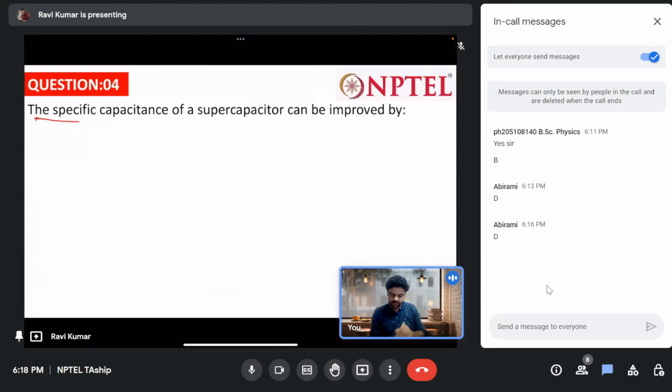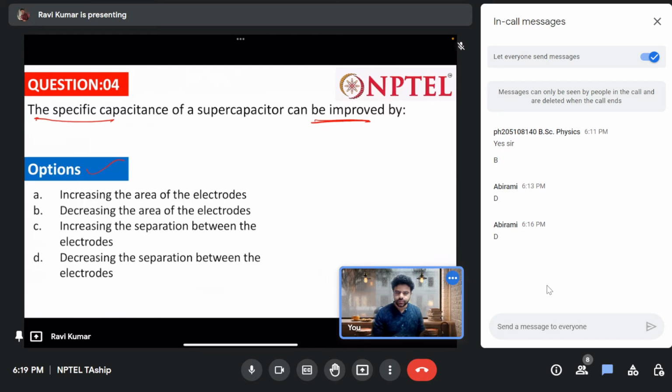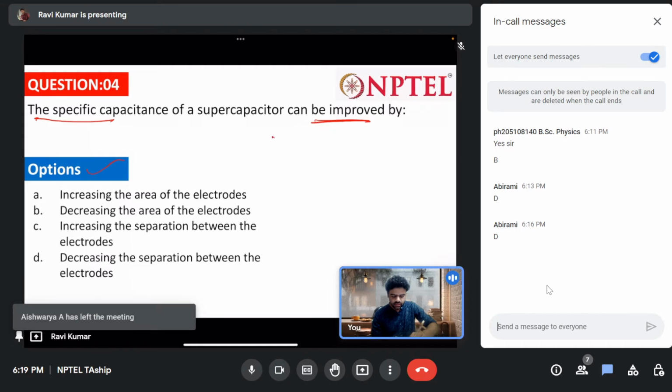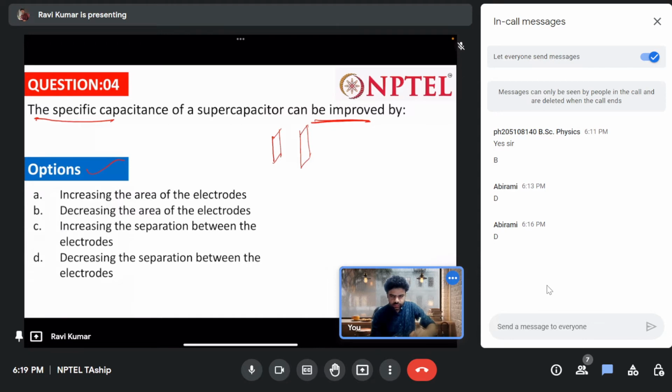Question 4. It says the specific capacitance of a supercapacitor can be improved? This question is very simple. These are the options. How can we increase the capacitance of a supercapacitor or even a capacitor? For your kind information, these are the plates. Electrode plates, and area we are talking about this, and distance we are talking about this.